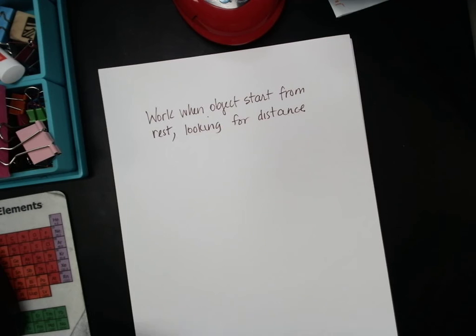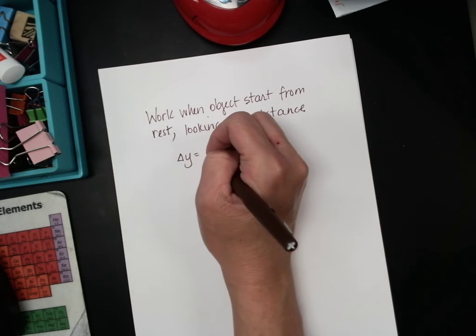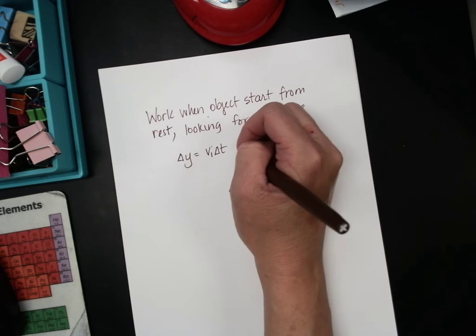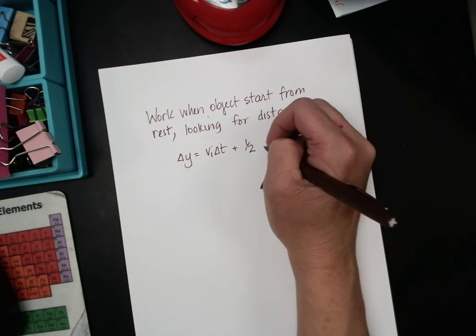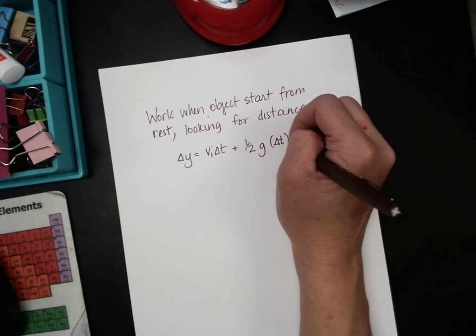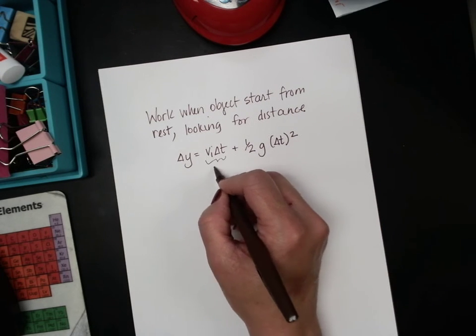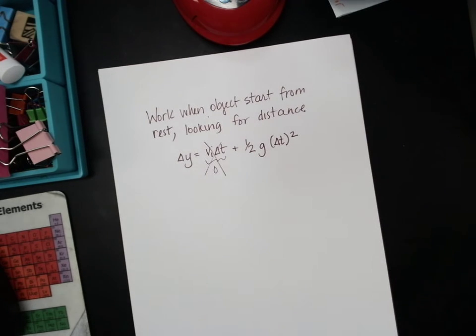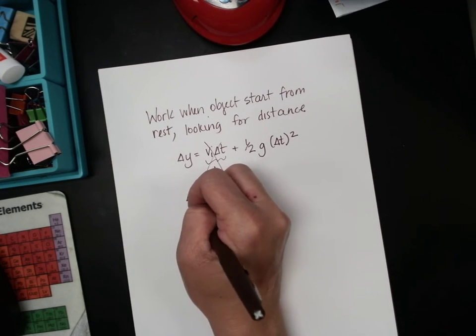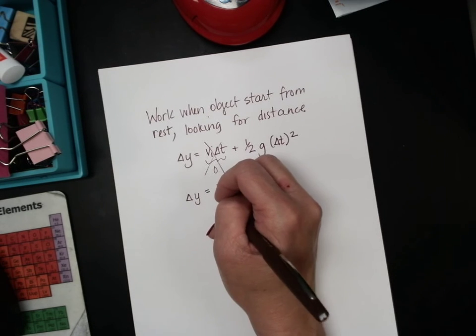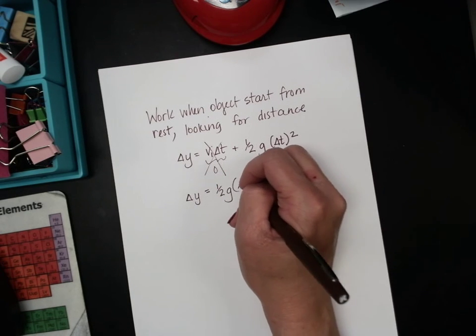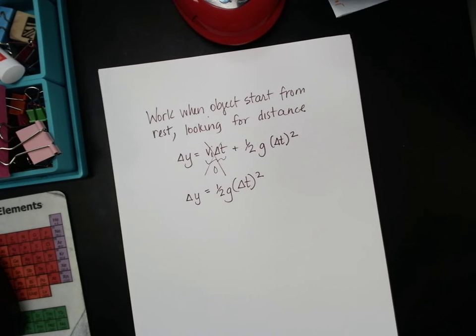You should remember that we had a formula on your card, delta y equals VI delta t plus 1/2 g t squared. If I have something that starts from rest, that means this whole first term is 0. So I can get rid of it. And in these problems, I can say delta y equals 1/2 g delta t squared. It's a way to find my distance. Only if I have an initial velocity of 0 does this work.